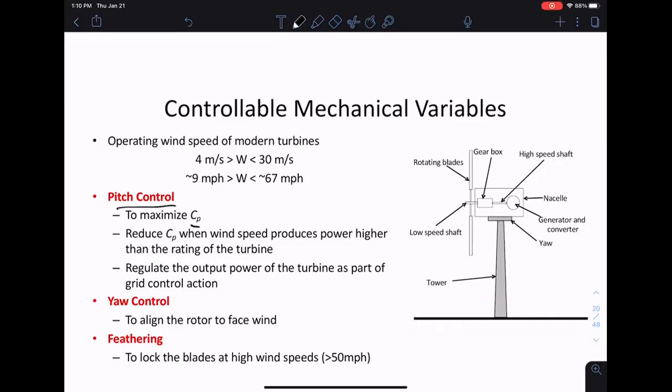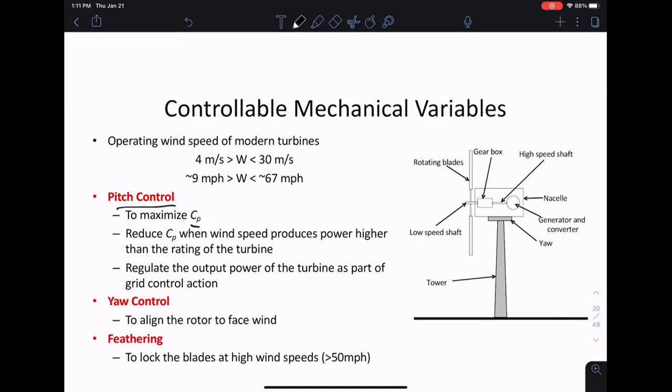Okay, through pitch control. Basically, you want to pitch your blade to optimize the tip speed ratio, then to optimize the coefficient of performance you get from this. And most blades have this, so most turbines have this feature.